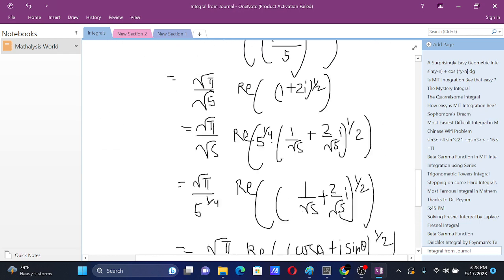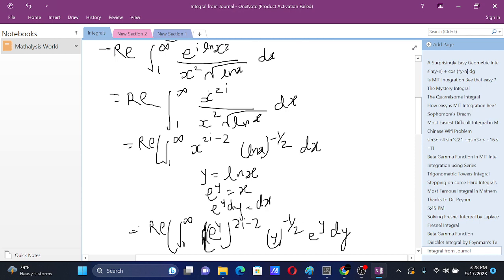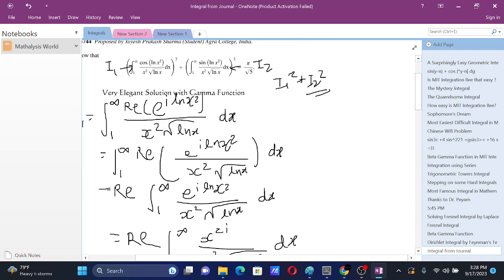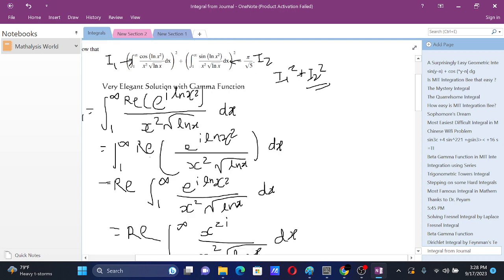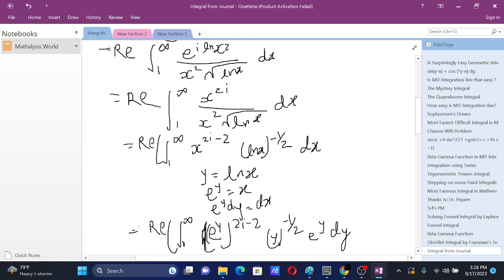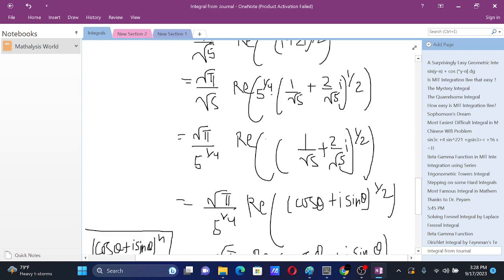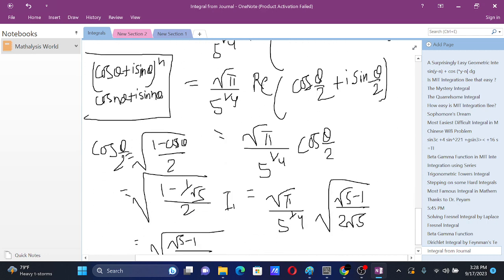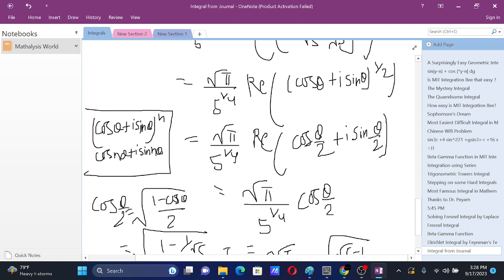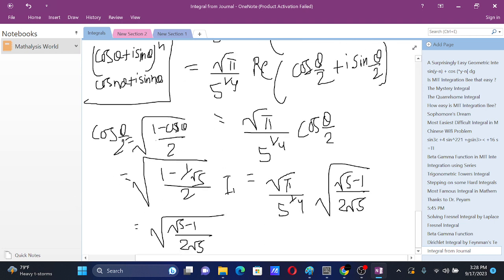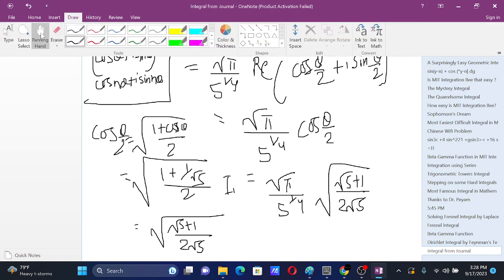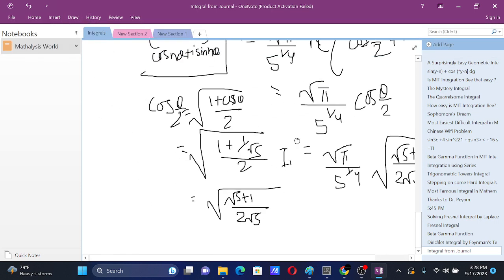For I2, the only thing we need to do is take the imaginary part of e to the power i x square. Sine is just the imaginary part, and it's continuous. And here we need to have the imaginary part, that's sin theta by 2. Oh sorry, for cos theta by 2 it's plus over here. Yeah, and now for sin theta by 2, we will have minus over there, and that's the only difference.